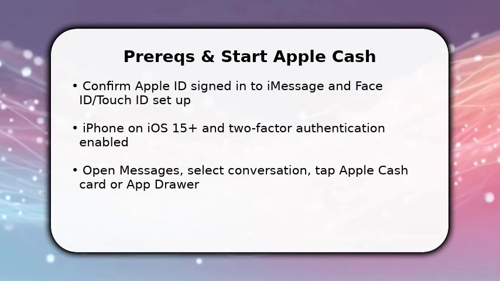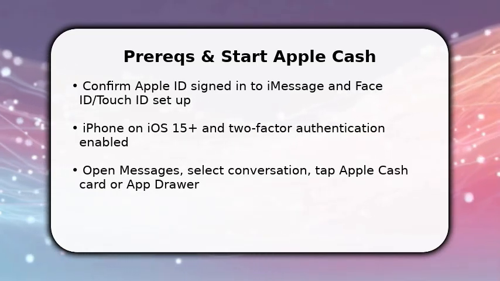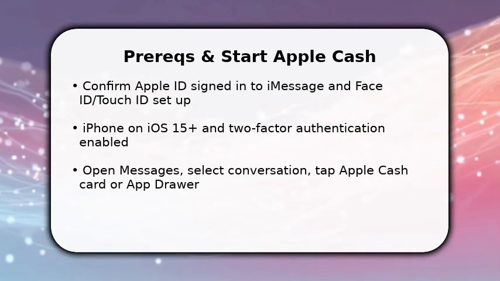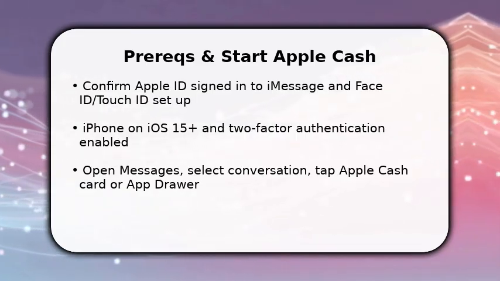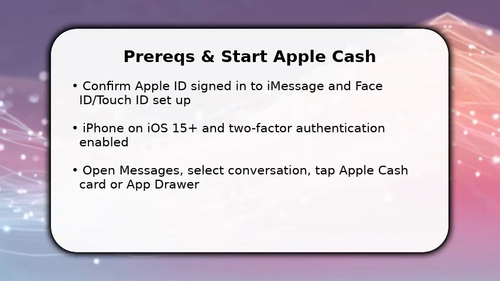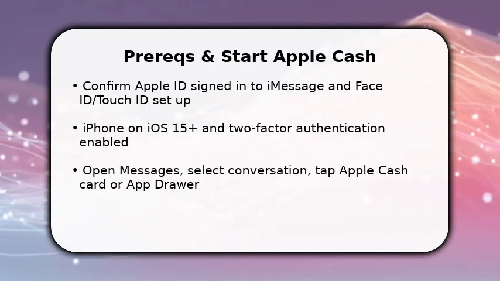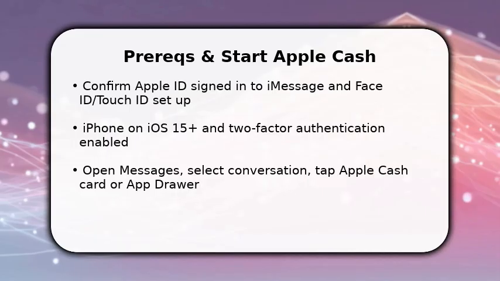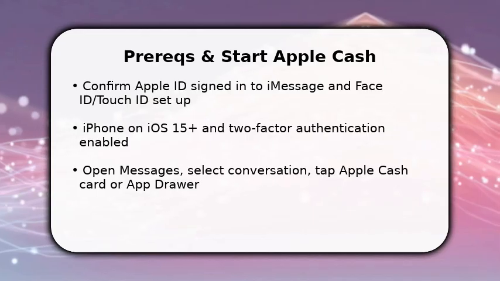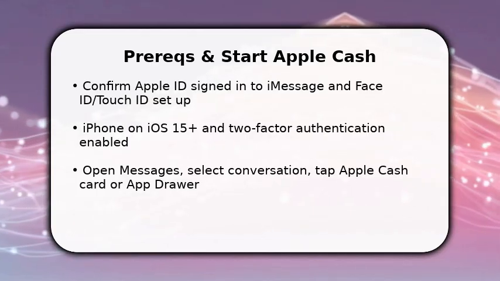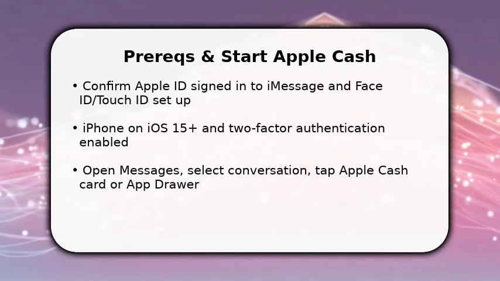Enjoy the video. You begin by verifying essentials. Make sure you're signed into iMessage with the Apple ID used for Apple Cash and that Face ID or Touch ID is active. Once done, confirm your iPhone runs a compatible iOS and two-factor authentication is on. Now open Messages, choose a conversation, and tap the Apple Cash card or the app drawer icon. You're starting the in-message flow.